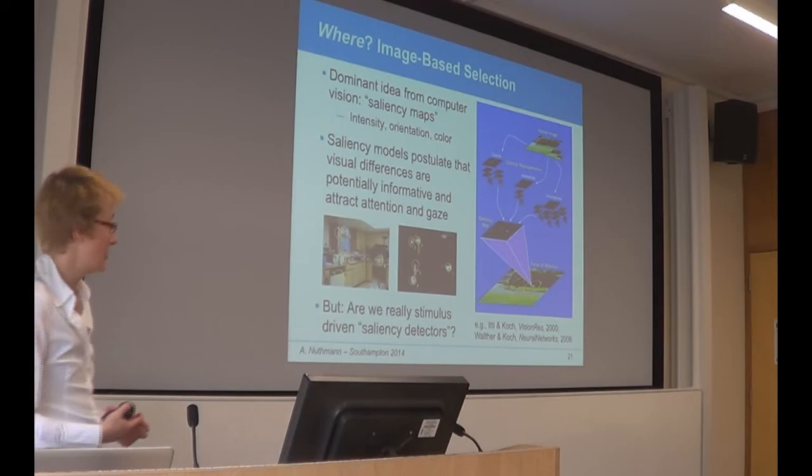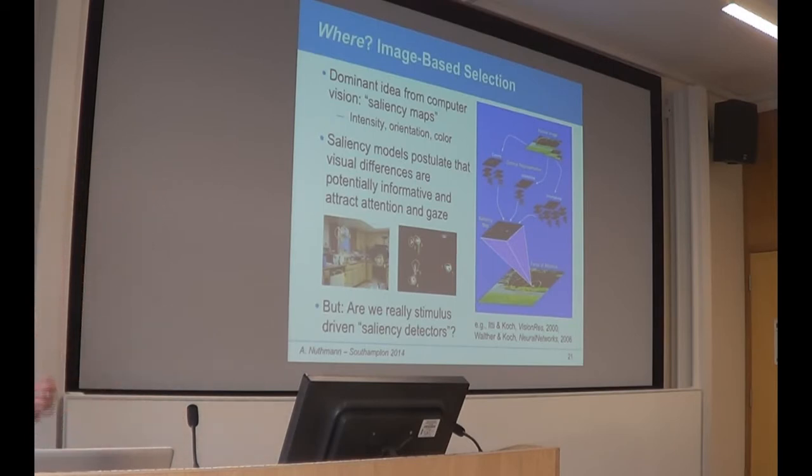comes from computer vision and neuroscience, advocating image-based attention selection, so suggesting that we process each scene for its low-level features at multiple scales, specifically intensity, orientation, and color, and this is then combined into a saliency map. This whole family of saliency models, there are really tons of them around, shares the idea that visual differences are informative or potentially informative, and they attract our attention and gaze, right?